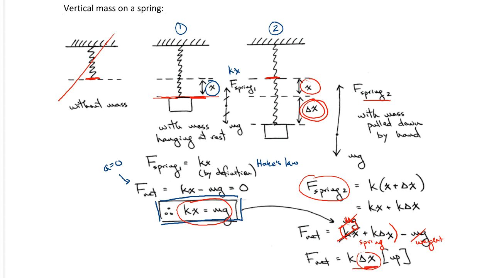So this has exactly the same form as the horizontal mass oscillating. In other words, it looks once again like Hooke's law, and we're going to get simple harmonic motion as a result. So the vertical mass on a spring exhibits simple harmonic motion, just like a horizontal mass does.